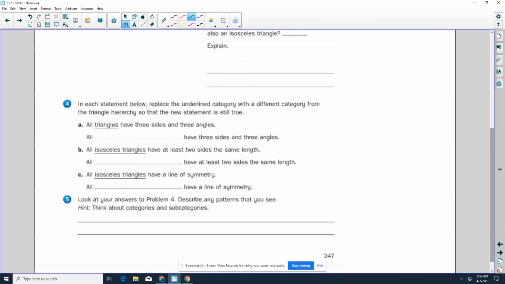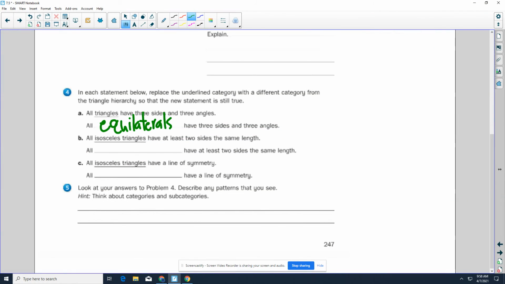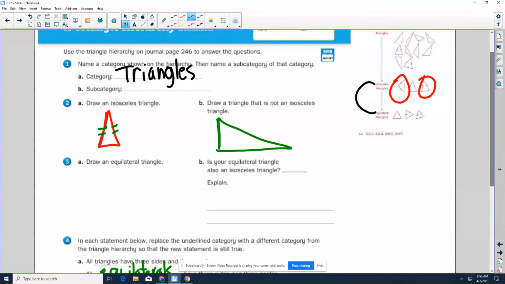And then for each statement below, replace the underlined category with a different category from the triangle hierarchy. So let's look at the first part together. All triangles have three sides and three angles. So instead of saying all triangles, we could say all equilaterals have three sides and three angles. Or I could say all isosceles. All of them have three sides and three angles. All isosceles have at least two sides the same length. So all blank have at least two sides. So I could go back and say equilaterals have at least two sides the same.